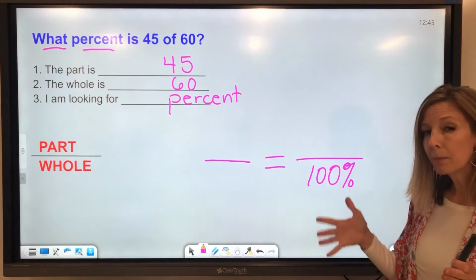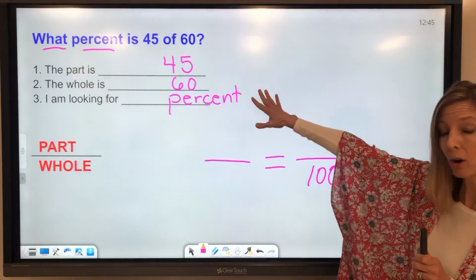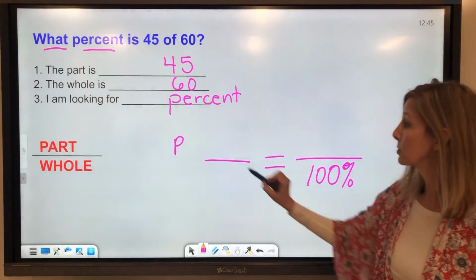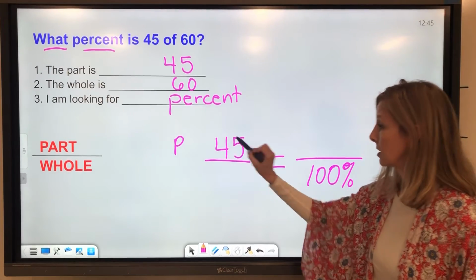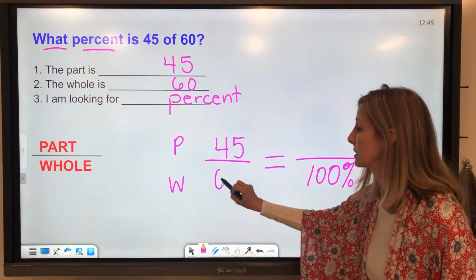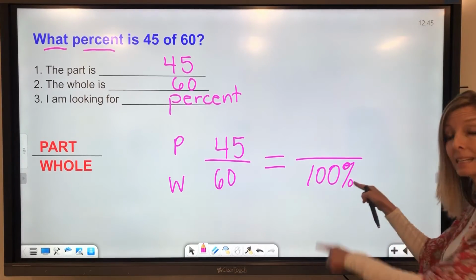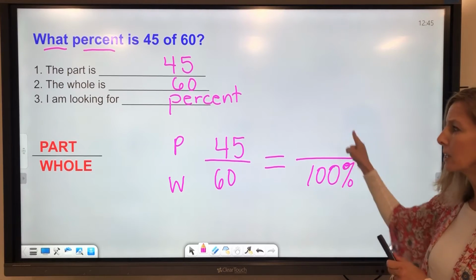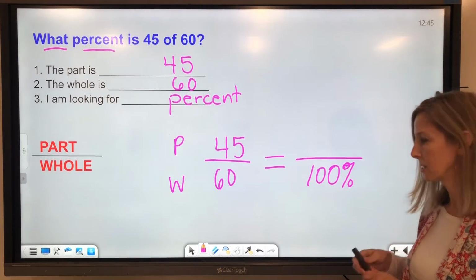So all of this is about part over whole. So go back to our problem right here. Do we know the part? Well, the part is 45. Do I know the whole? Yes, the whole is 60. In other words, 60 is 100%. So apparently, I am looking for the percent, which is the part.